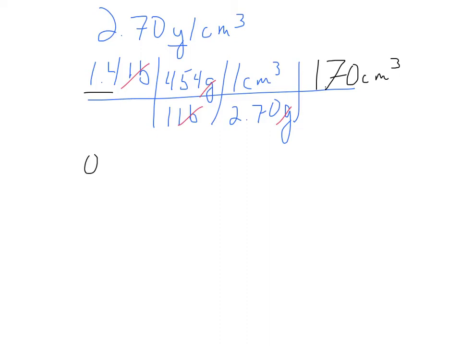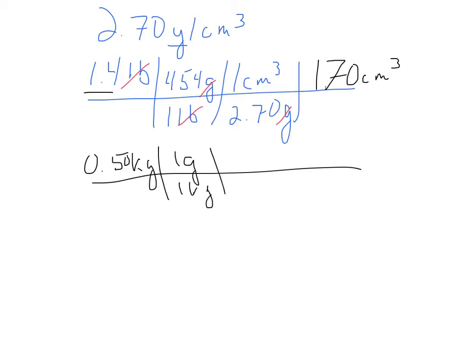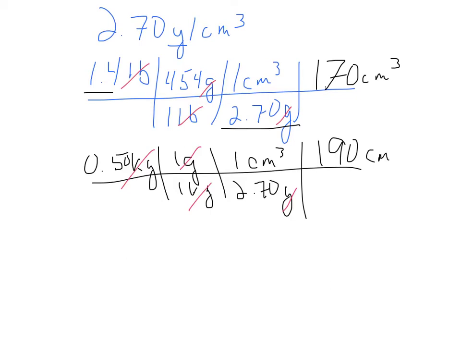Second value, they had, if we have 0.50 kilograms, sorry, kilograms. And again, convert kilograms to grams. Now we can again use this same factor that we did here. In 2.70 grams, you're going to have a volume of 1 centimeter cubed. And again, kilograms cancel kilograms, grams cancel grams. Do the math, and we get an answer of 190 centimeters cubed. That is again based on 2 sig figs from this value right there.